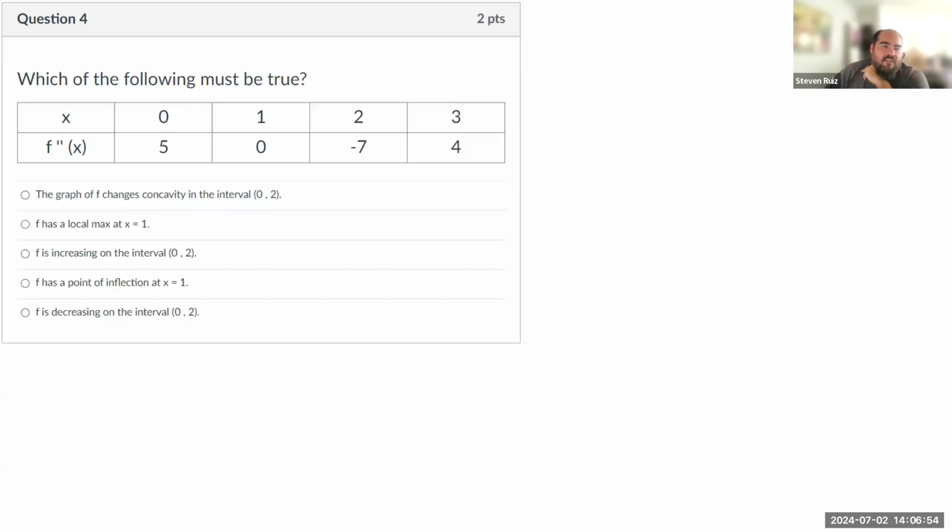Question 4, which of the following must be true? The graph of f changes concavity in the interval 0, 2.